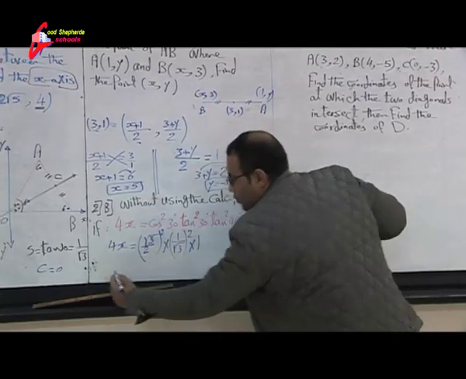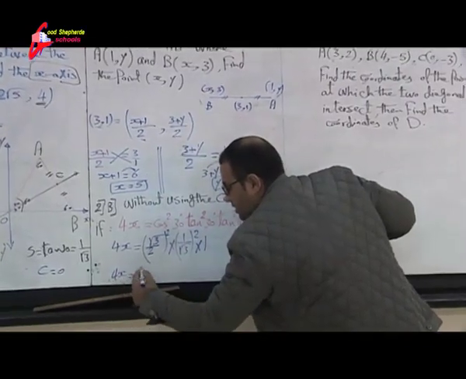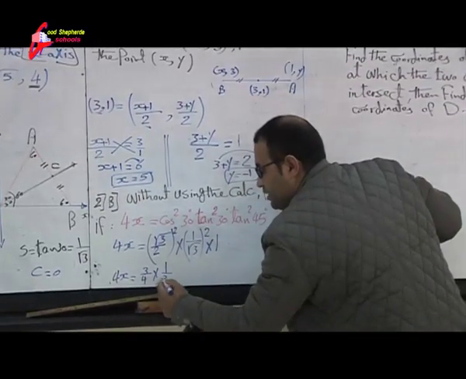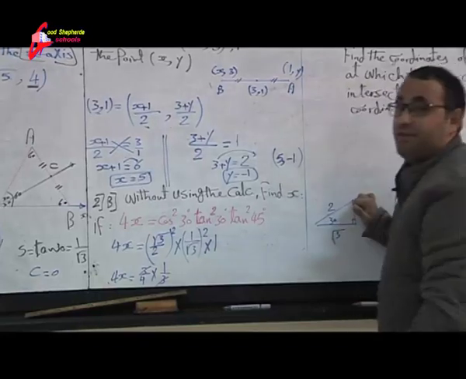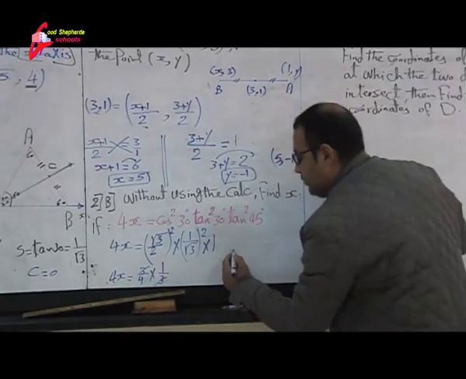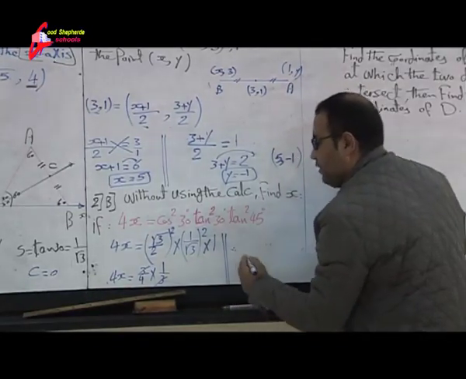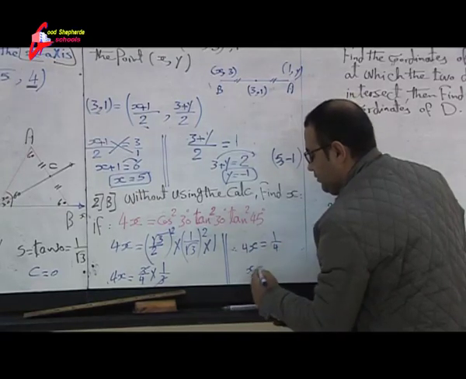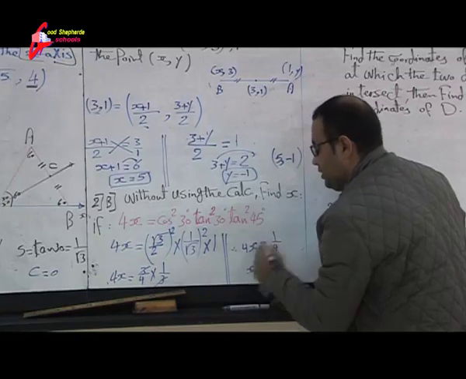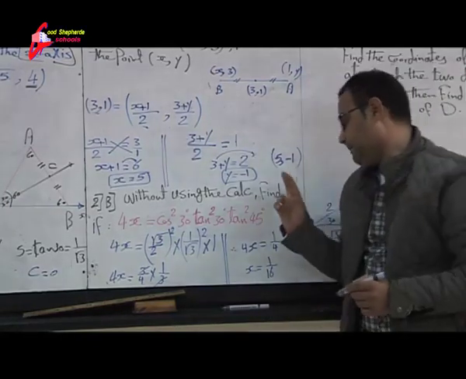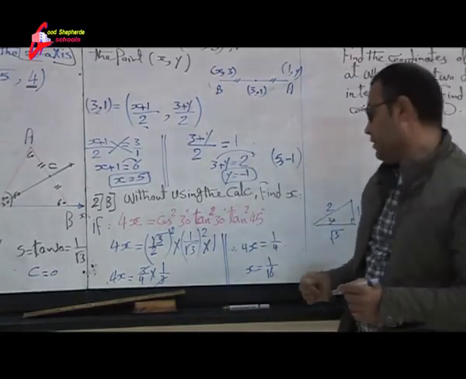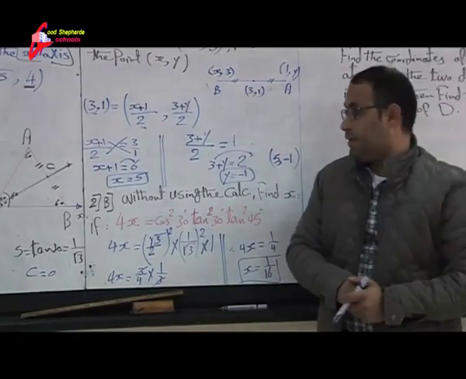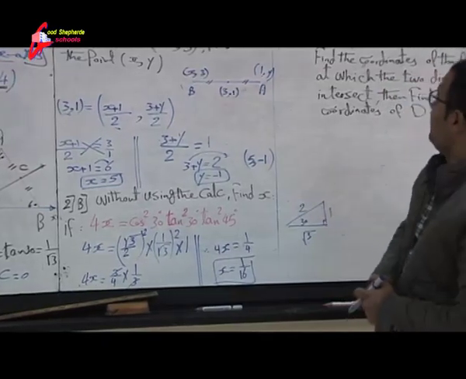So here 4x equals 3 over 4 times 1 over 3. 3 with 3, erase them. Okay, so we have 4x equals a quarter. So x will be 1 over 16. Divide by 4 here and here. Okay, so the answer will be 1 over 16. This is the value of x.